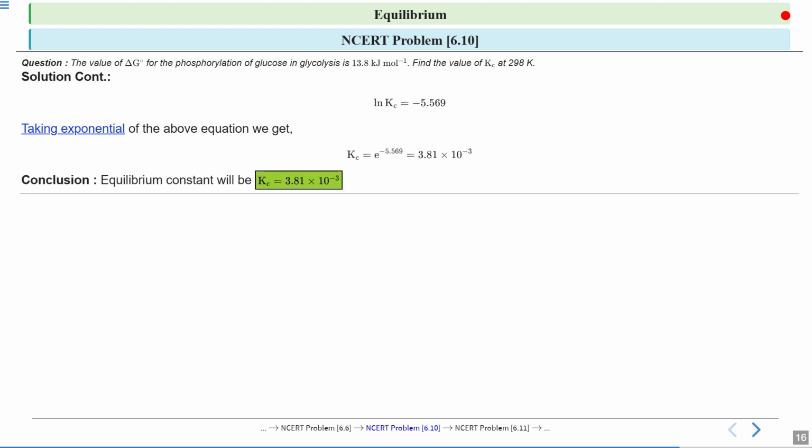You can easily see that in this reaction, you have taken the delta G naught value as positive. Therefore, you got a Kc value which is less than 1. See, it is 3.81 into 10 to the power minus 3. So this value is greater than 0 but less than 1. Now you can easily say why a positive delta G naught value favors the reactants rather than the product, because the Kc value is predicting the same. So the reaction will be non-spontaneous and will be more favored by the reactant.